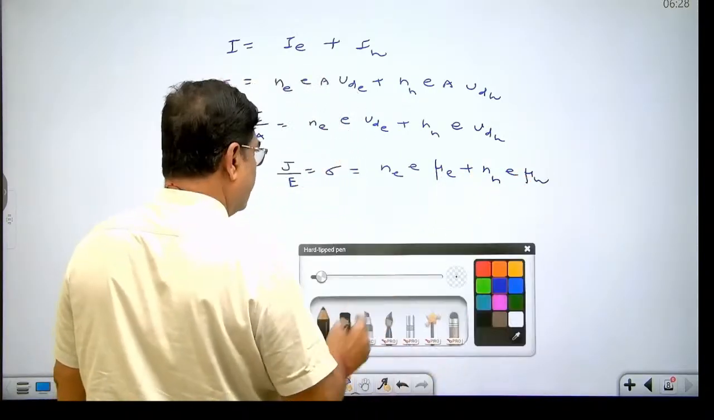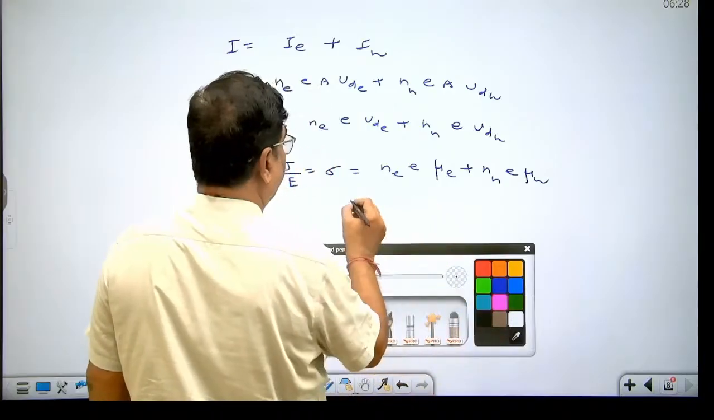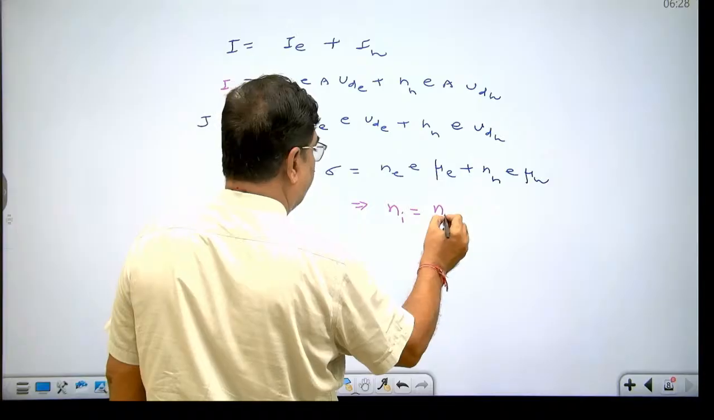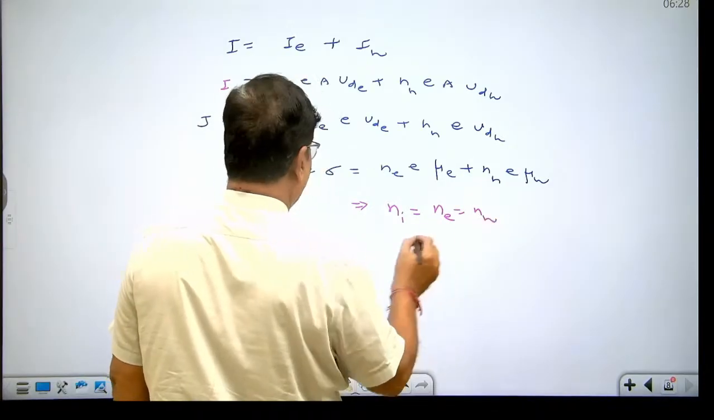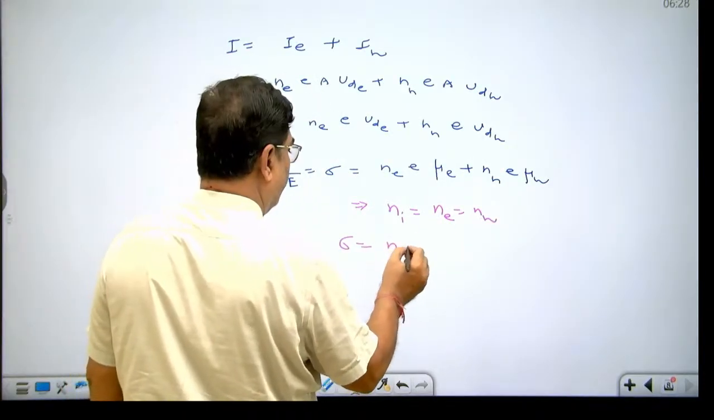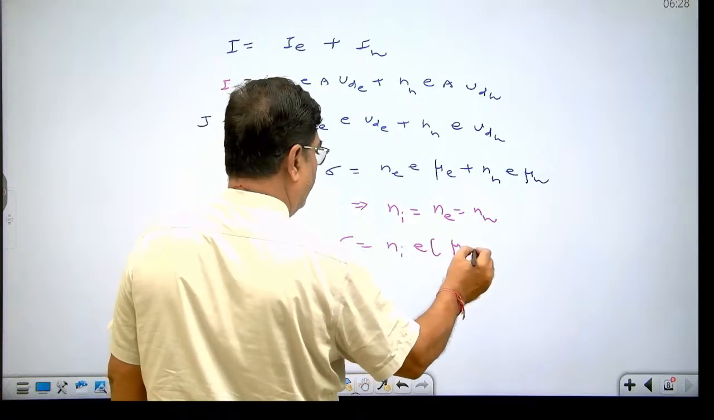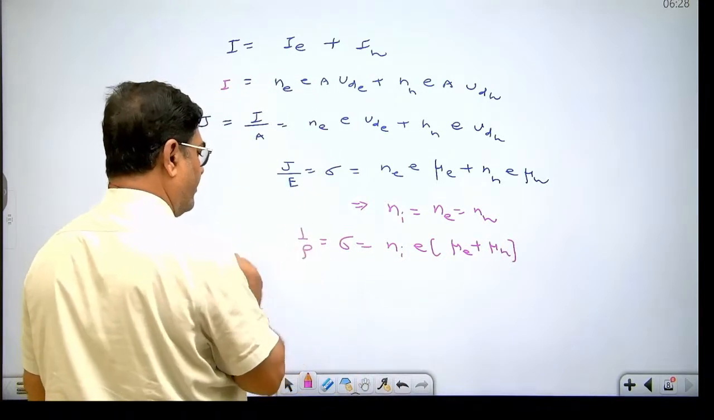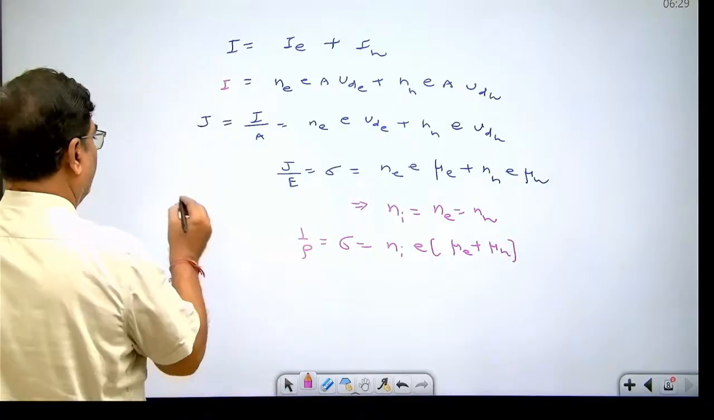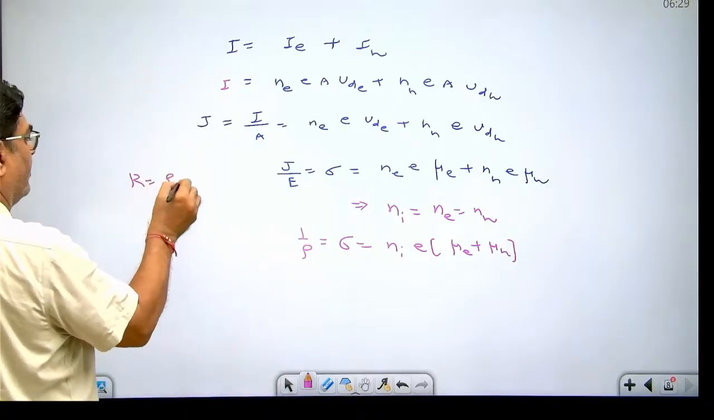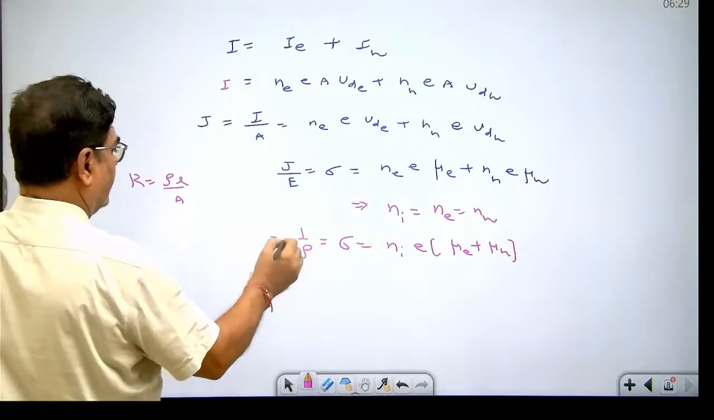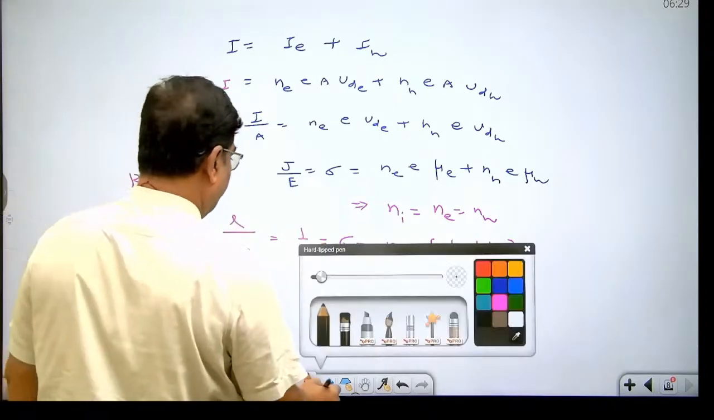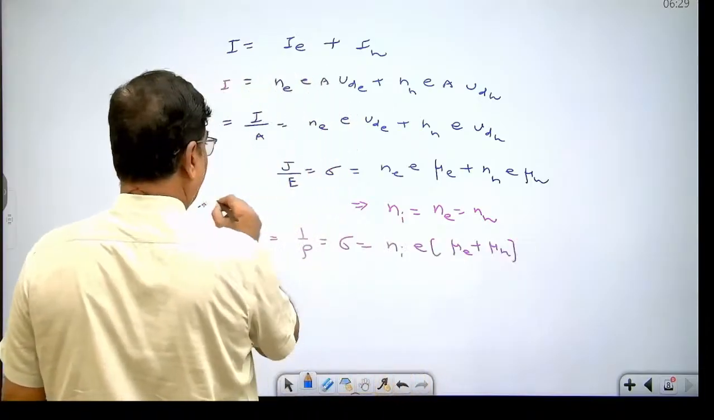And dear student, make that correction above, okay? In case of intrinsic semiconductor, intrinsic charge density Ni equal to Nh. So what is sigma? Sigma equal to Nie (mu E plus mu H). This formula is very important. And what is sigma? Sigma is 1 upon rho. Rho is resistivity. And dear student, R equal to what? Rho L upon A. So you can write rho equal to RA upon L. This formula you can use to solve the numerical problem.